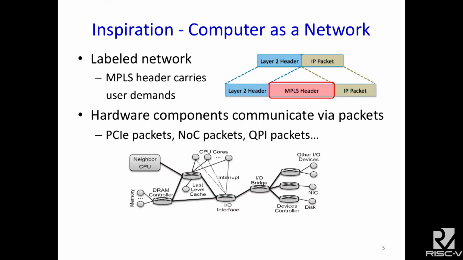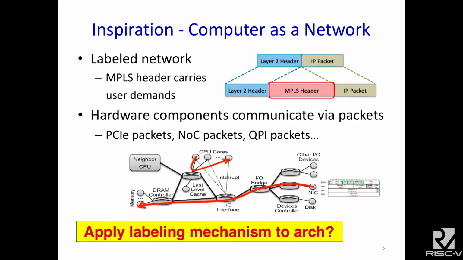On the other hand, a computer can also be viewed as a network. Hardware components communicate via packets. Take DMA as an example. The device issues DMA packets, and these packets will be translated to NoC packets and then sent to memory. IPIs will also be sent by QBI packets. So we can ask the following question: can we apply the labeling mechanism to the microarchitecture? The answer is yes.